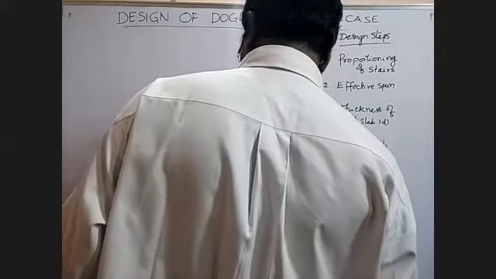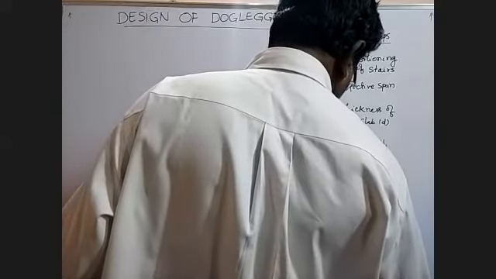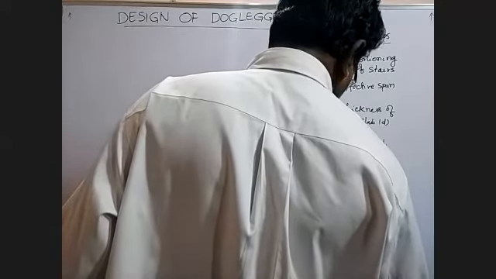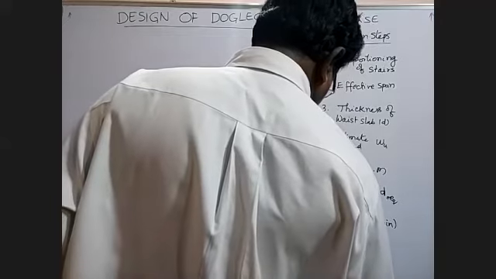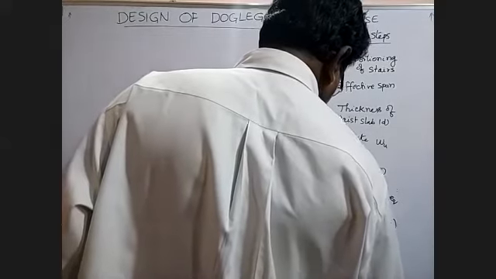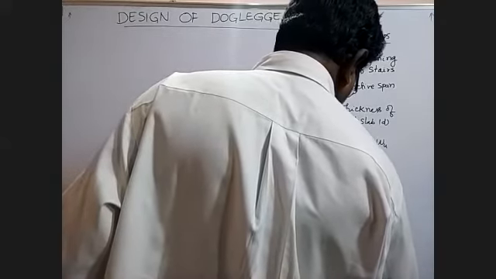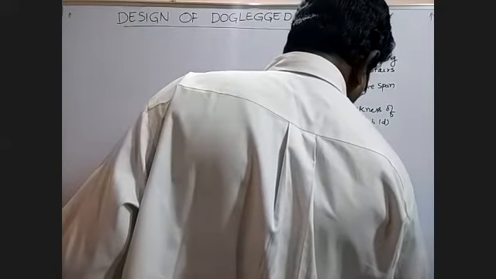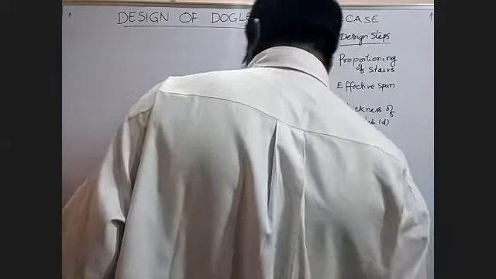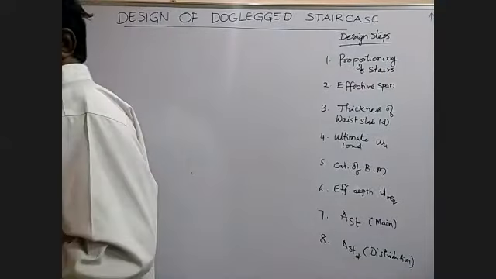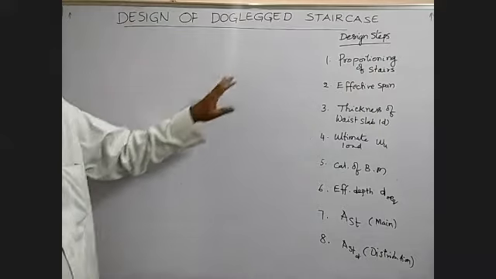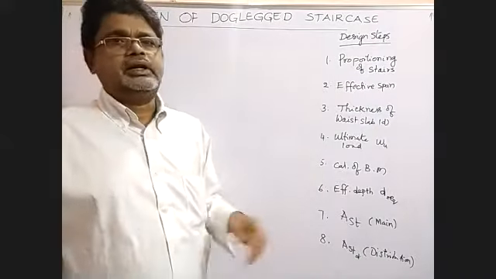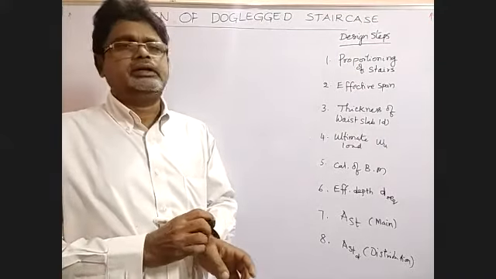The seventh step is area of steel, AST. The eighth step is area of main steel, AST, and distributed steel, which we call distribution. So these are the different steps involved in the design of the dog-legged staircase.